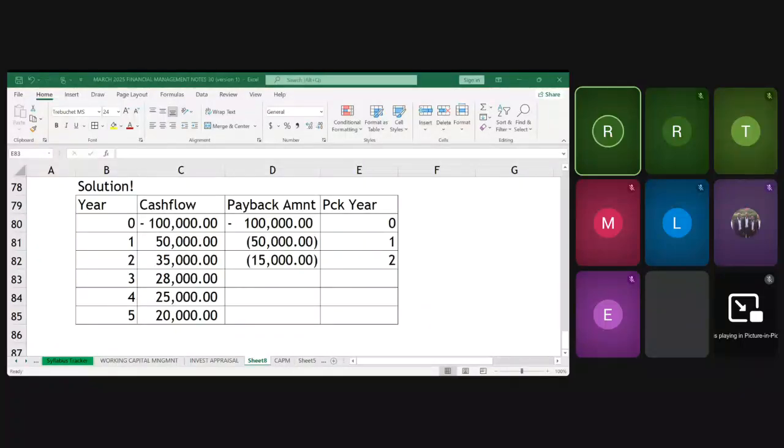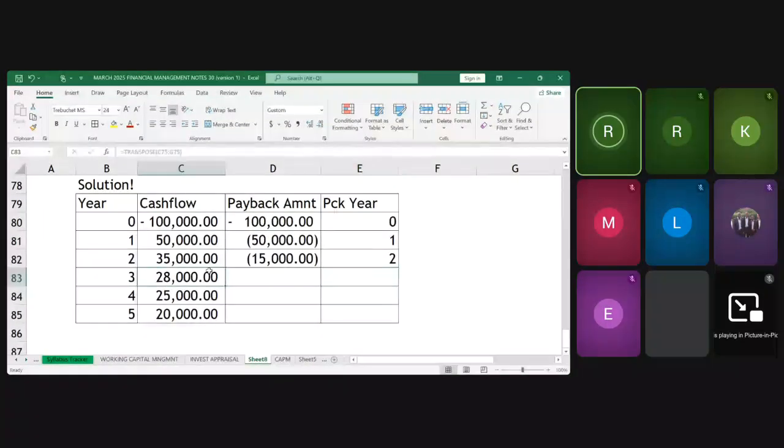Again, let's move to year three. In year three, we are going to receive 28,000, but we don't need 28,000. We only need 15,000 in order for us to recover. I'm going to type what we want. Why? Because we are going to realize more than what we require, so we are not going to wait until it's year end in order for us to recover the 15,000.